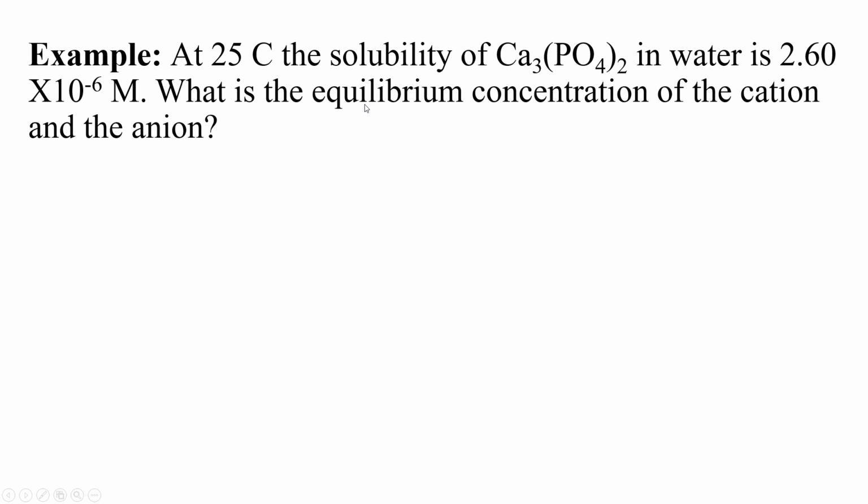So let's solve this problem. In this problem, at 25 degrees Celsius, the solubility of calcium phosphate in water is 2.6 times 10 to the negative 6 molar. What is the equilibrium concentration of cation and anion? So first of all, we have to write the balanced equation for this dissociation. We are dissolving calcium phosphate. This is a reversible reaction. It will give us 3 moles of calcium, 2 moles of phosphate.